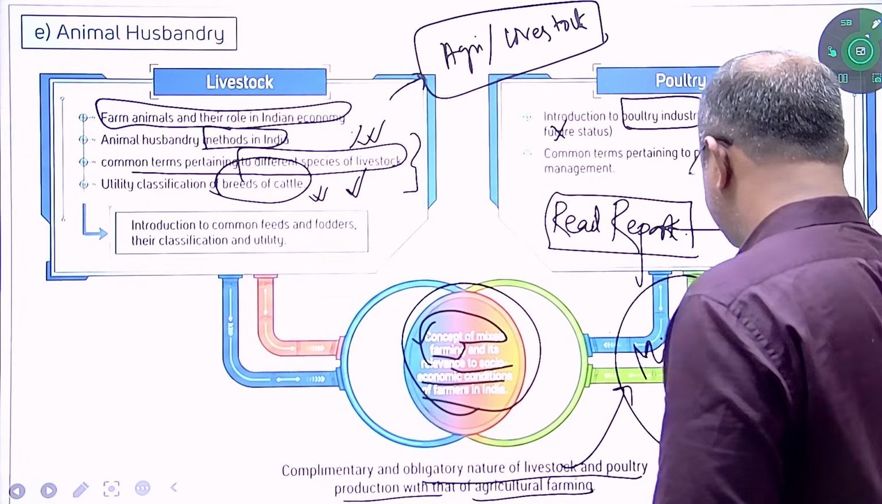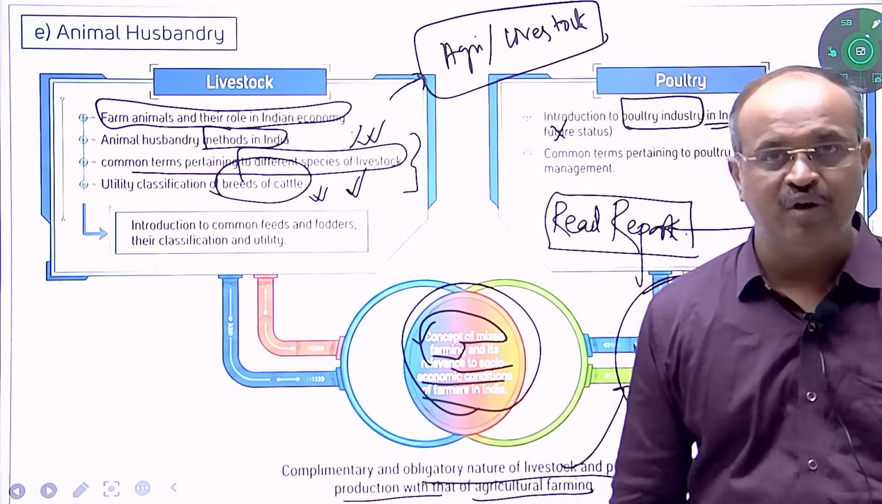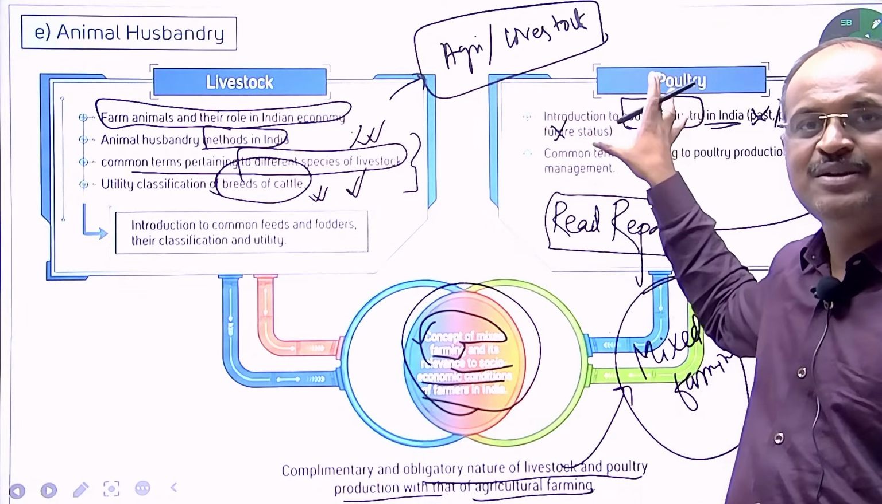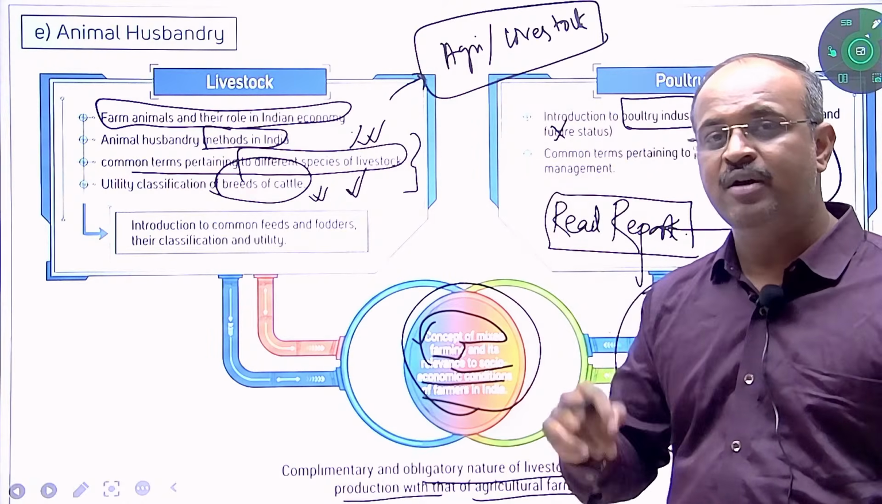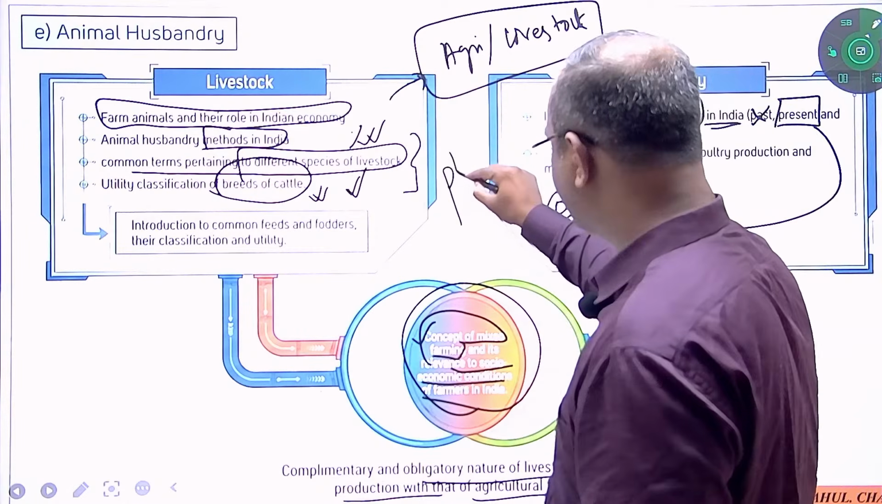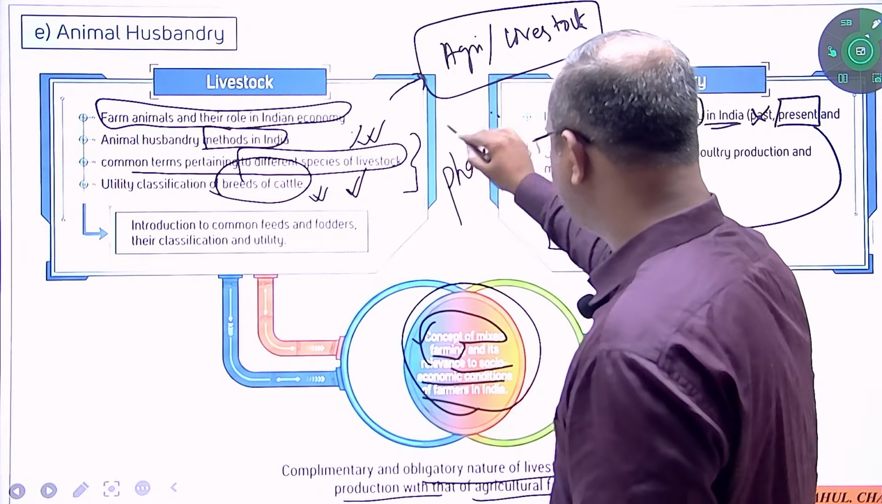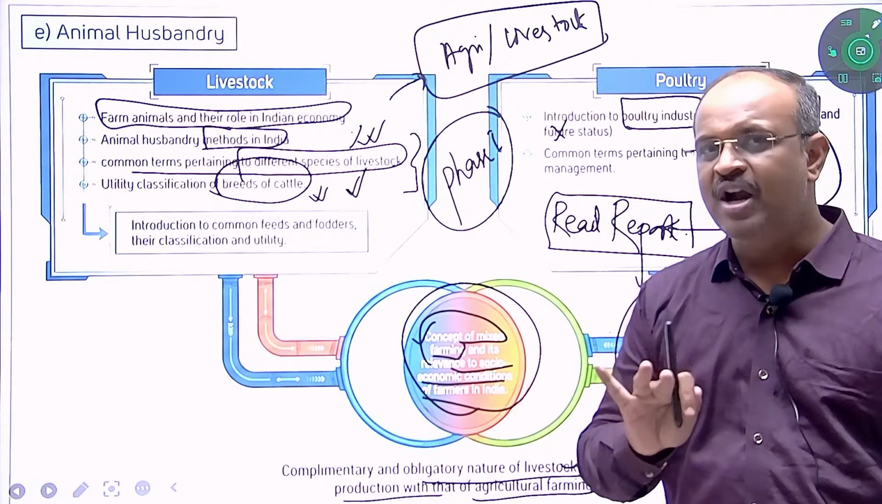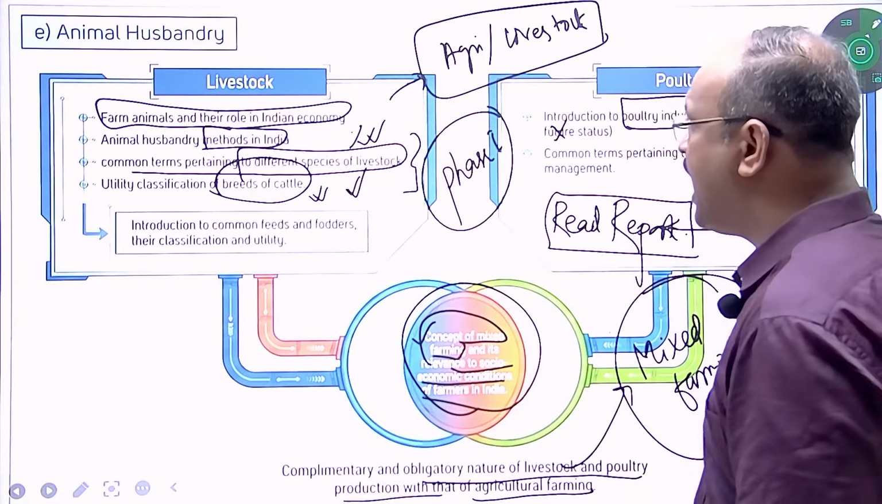That is important. So it is only important for the descriptive, but these two things what we have discussed, livestock as well as the poultry, these are very important for the objective part, remember, and most importantly for the phase 1. If you have to clear the phase 1, you have to focus on the livestock as well as the poultry, remember. So the third most important topic, it is the animal husbandry.